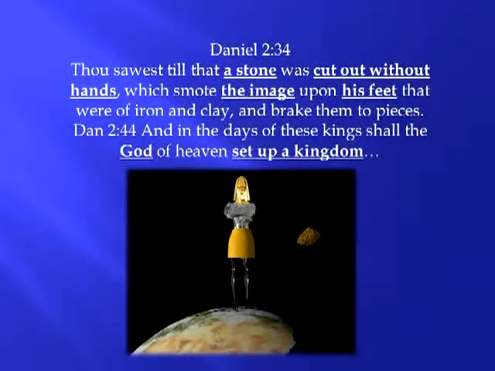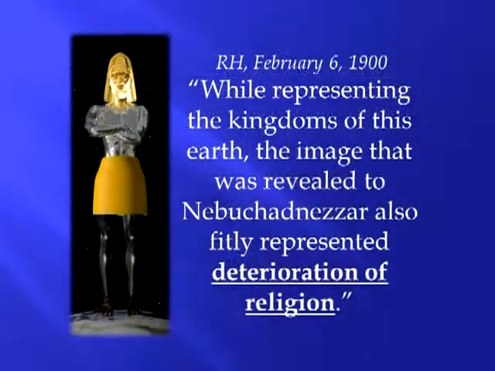The stone that was cut out without hands, which smote the image at his feet that were of iron and clay and break them to pieces. And in the days of these kings shall the God of heaven set up a kingdom. While representing the kingdoms of this earth, the image that was revealed to Nebuchadnezzar also fitly represented deterioration of religion.